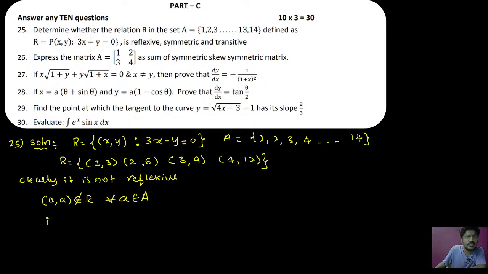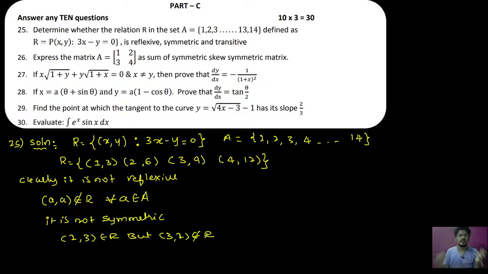In the same way, it is not symmetric. Why is it not symmetric? Give an example: 1 comma 3 belongs to R, but 3 comma 1 does not belong to R. Similarly, 2 comma 6 belongs to R but 6 comma 2 does not belong to R. You just give an example, it's more than enough.